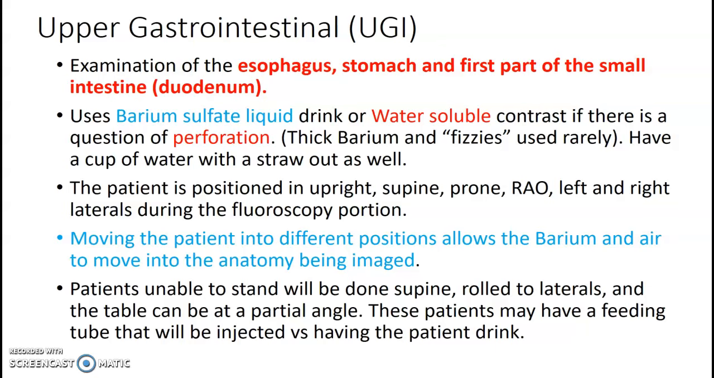When we start with the fluoro, the patient will be positioned upright, then supine, prone, RAO in a drinking position, and then left and right laterals. We're going to move the patient into different positions to allow the barium and air to move into the anatomy that's being imaged.